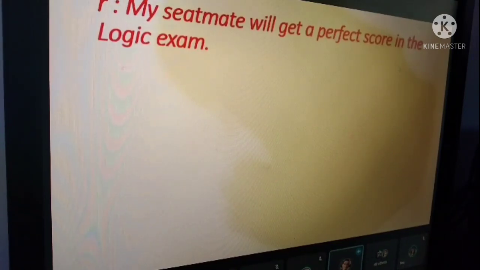r is a proposition. My seatmate will get a perfect score in the logic exam. Please unmute your microphone or please raise your hand to answer so that I can call your name para mabilis tayo.